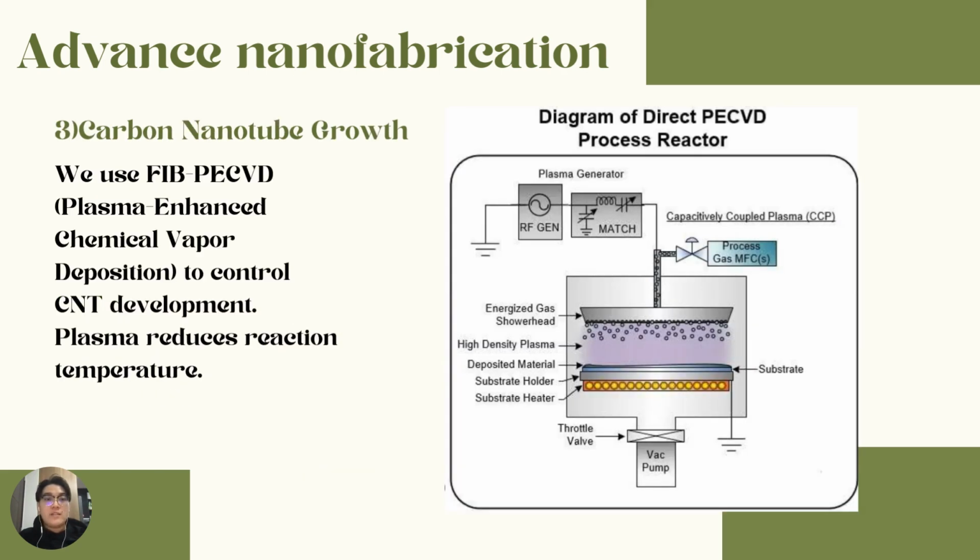And the next one is the carbon nanotube growth step. Carbon nanotubes are generated on the substrate using a process known as plasma enhanced chemical vapor deposition, or PECVD. PECVD employs plasma to lower the reaction temperature, allowing for more controlled growth of carbon nanotubes.